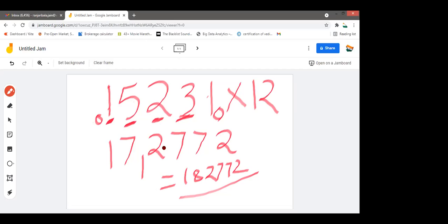Now suppose it is multiplication by 13, so nothing to worry. Just multiply each digit by 3 and add with the next digit. Got the point? If it is multiplied by 14, multiply each digit by 4 and add with the next digit. That's why I always tell you that you should know the tables up to 9. If you know the tables up to 9, you can multiply up to 19 so easily. So just multiply each digit by this number and add with the next digit.